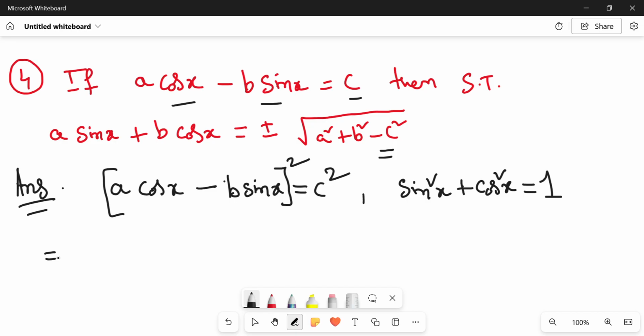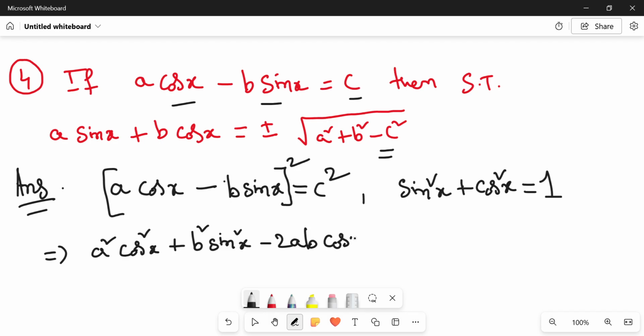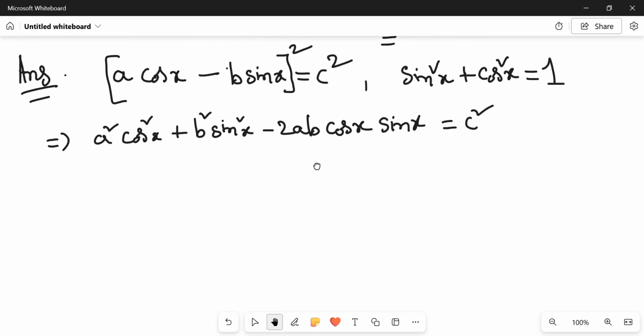Now when you square it on either side, you get a cos x minus b sin x whole square. So a square cos square x plus b square sin square x, and minus 2ab cos x sin x is what you have, and that happens to be c square. So let's see what we can do.